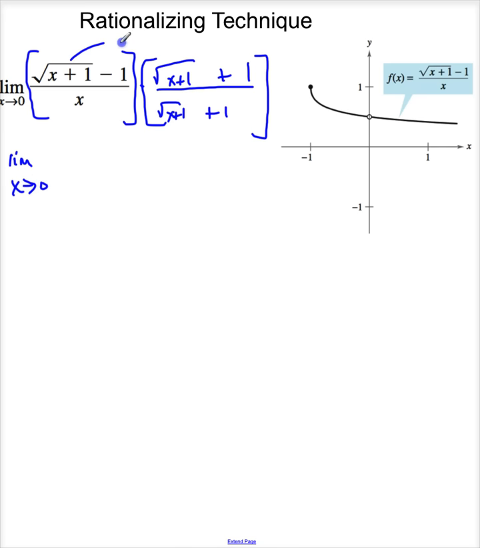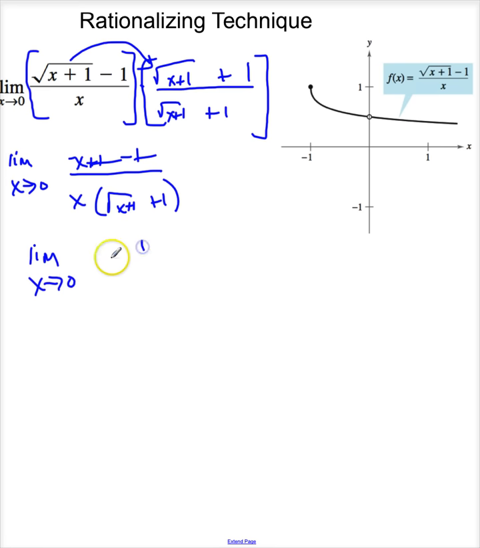So this times this becomes x plus 1 minus 1 divided by x times the square root of x plus 1 plus 1. That goes away, and it looks like I can factor out an x. So this becomes the square root of x plus 1 plus 1. Now I'm going to plug in the value. This is 1 divided by the square root of 1 plus 1, or 1 half.